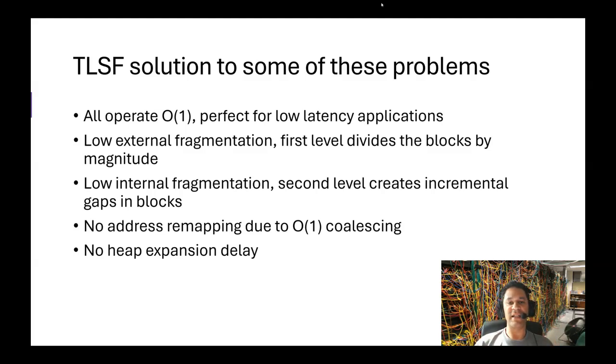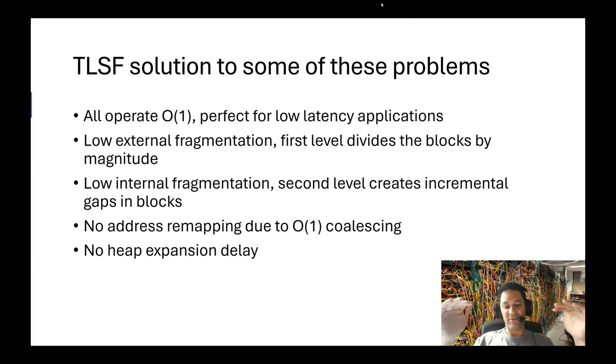The memory is divided on the first level. That's why it's two levels. On the first level, the blocks are in powers of 2. And the second level, which gives low internal fragmentation, is inside of the first level: every power of 2 block is subdivided in increments of sizes.